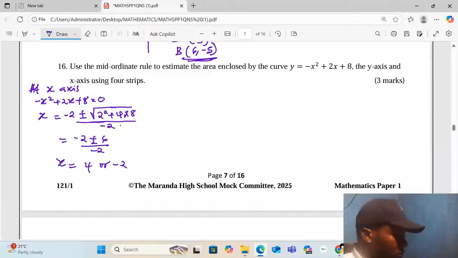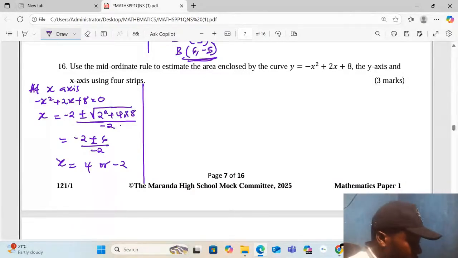Now we know the formula we're going to use, we look for the value of h. And how do we find h? We are going to take, using x as 4, the positive one, so 4 plus 2. Now we divide by the number of strips. They are saying 4 strips, so we divide by 4. So we shall have a height of 1.5. So it's going to differ by 1.5.